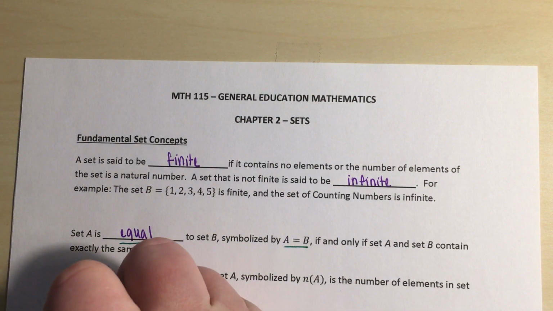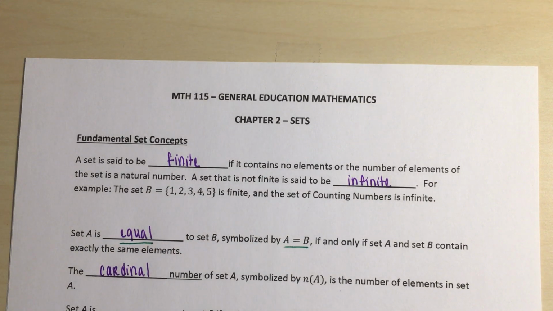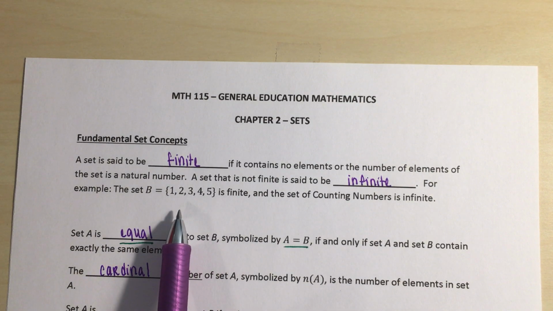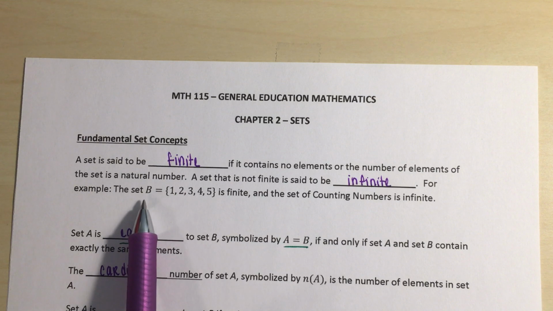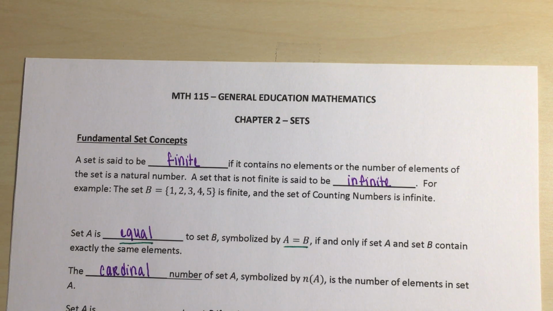In the next definition, the cardinal number of a set A, symbolized by n(A), is the number of elements in the set A. So that n comes from the number of elements in our set. Again, this ties back to our idea of a finite set versus an infinite set. If we have a finite set, for example, our set B has 5 elements, we would say n(B), because we're talking about set B, the number of elements in set B equals 5, because there are 5 numbers in there.